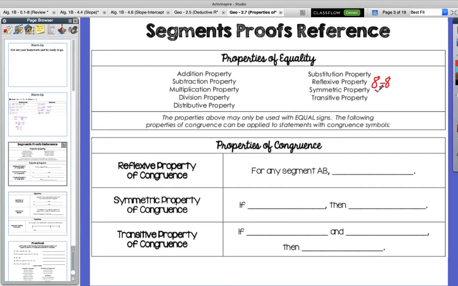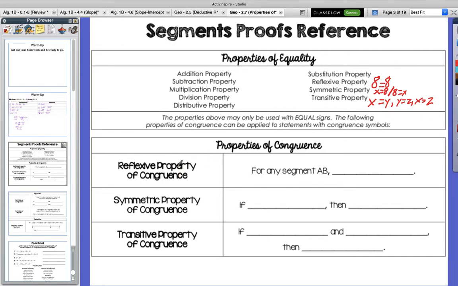Symmetric is where we flip it around. So like x equals 8, or y equals 8, I guess I wrote there, but x equals 8, and 8 equals x. Okay, so those would be the same thing there, okay? And the transitive is saying like, hey, x equals y, y equals z, so thus x equals z. Kind of like the law of syllogism. So these may only be used with equal signs, but we also have them with congruence.